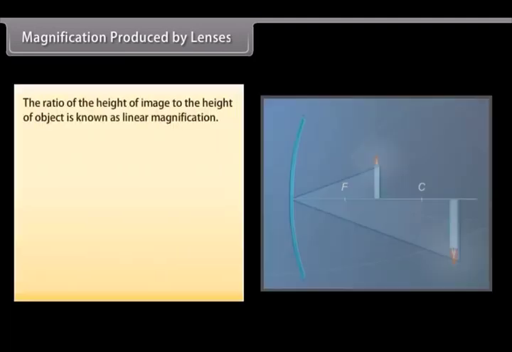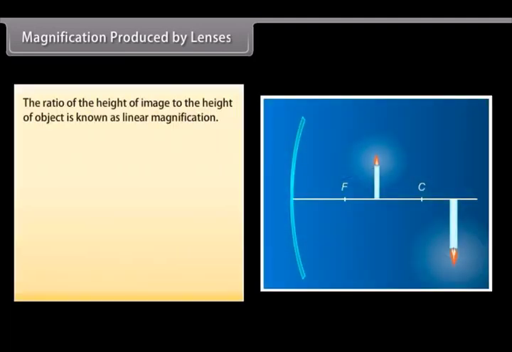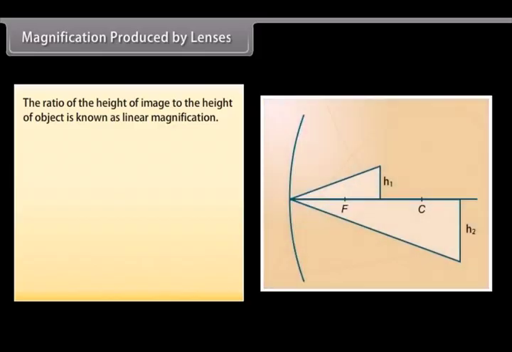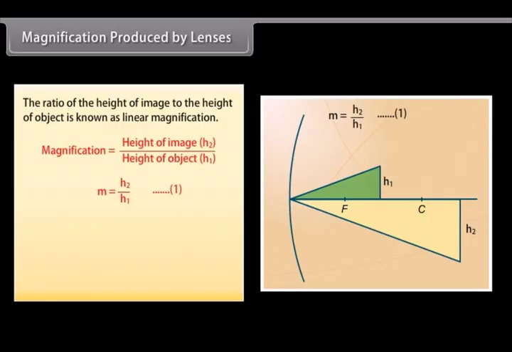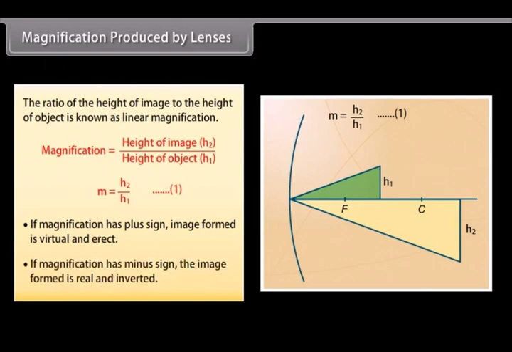Magnification produced by lenses. The ratio of the height of the image to the height of the object is known as linear magnification. Magnification is equal to height of image h2 upon height of object h1. M is equal to h2 upon h1, which is equation 1. If magnification has a plus sign, the image formed is virtual and erect. If magnification has a minus sign, the image formed is real and inverted.